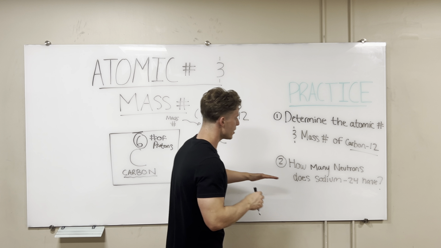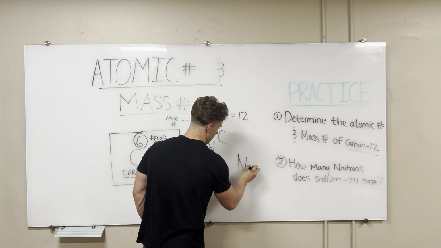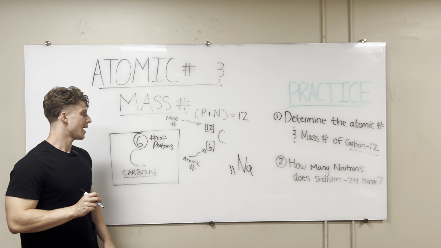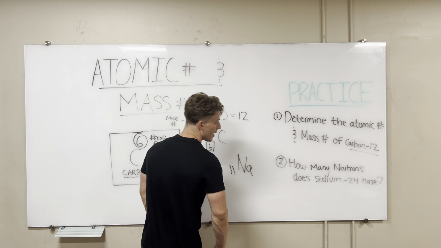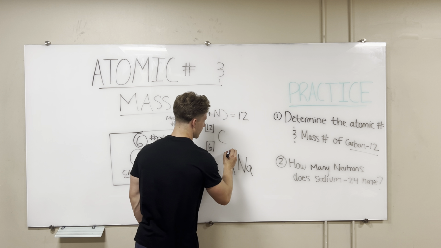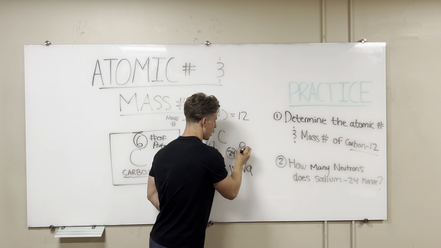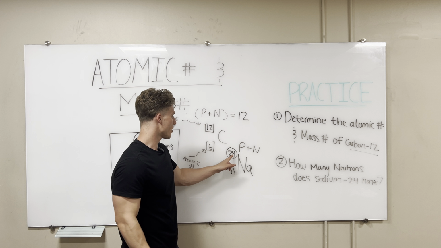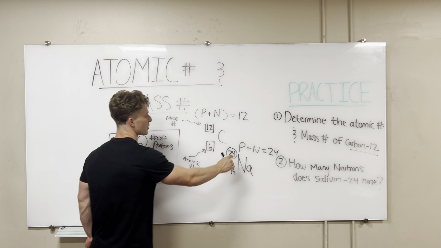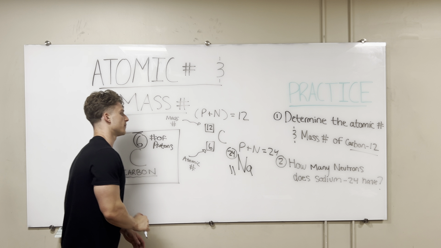Now, how many neutrons does sodium 24 have? Now, sodium is Na. Its atomic number is 11. So it's the 11th atom on the periodic table. Now, what is its mass number? Well, when you see it written this way, it has a mass number of 24. Okay? So we know that the mass number is the protons plus the neutrons. Well, we know the mass number is 24, and it has 11 protons. So if there are 11 protons, that must mean that there are 13 neutrons adding up to that 24 mass number.